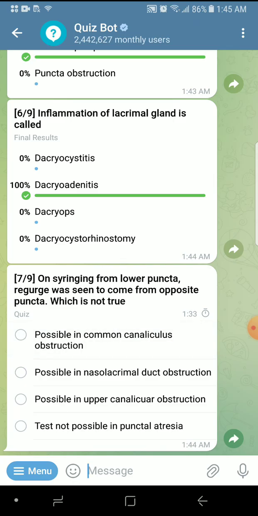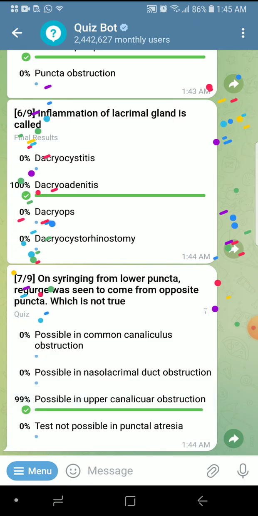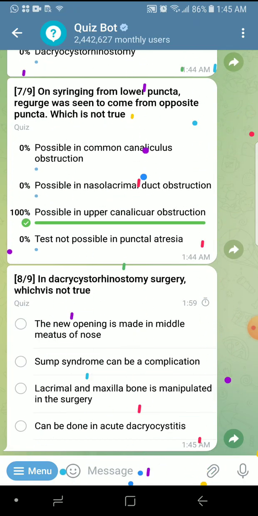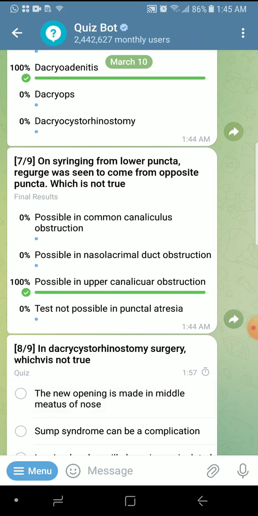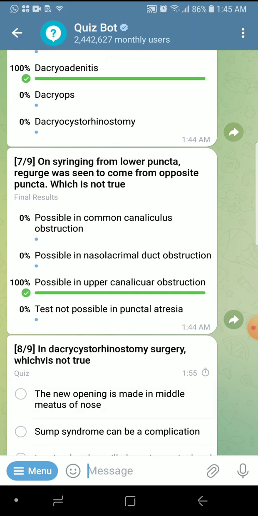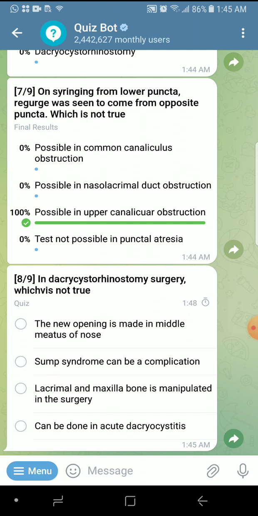No, it's not possible in upper canalicular obstruction, and you can't do this test in punctal atresia. That is true. So C is the wrong answer because in upper canalicular obstruction, if you put the syringe in the upper puncta only, then it will come from the same puncta. And in the lower puncta, if you put it directly, it will come to the nose. No benefit. So DCR means you make an opening between the lacrimal sac and the middle meatus of the nose. The option is correct. In the medial wall of the orbit, the maxillary and lacrimal bones are manipulated. That is, C is correct.